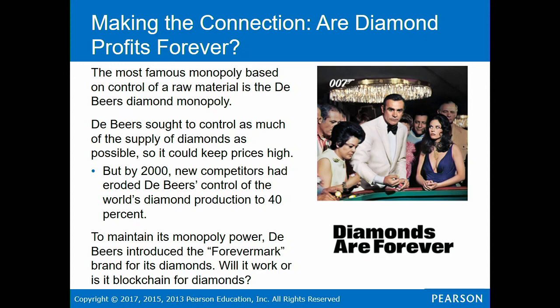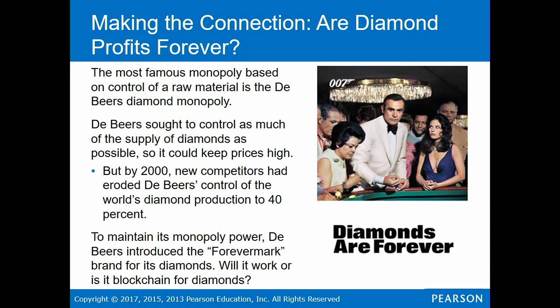Over time, new diamond mines were found. So by 2000, De Beers' control of diamonds fell to like 40% of the world diamond production. So their control of a key resource eroded as firms found new deposits of diamonds, so new places where they could get diamonds from.